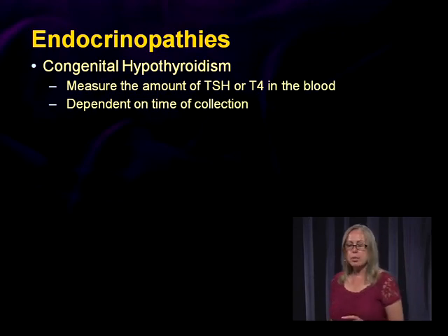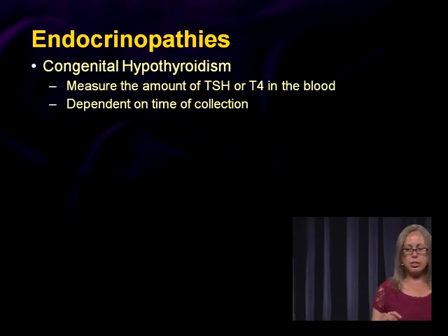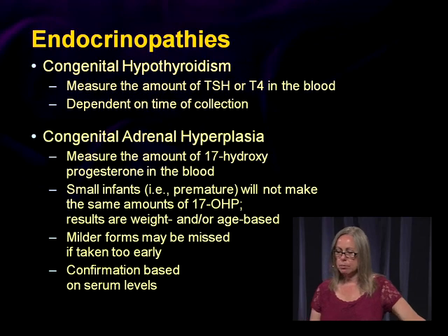Congenital hypothyroidism is one of 2 diseases that is absolutely screened for in all states, the other one being PKU. And they're going to measure the amount of TSH and/or T4 in the blood. So know what your state does. And it's also dependent on the time of collection.